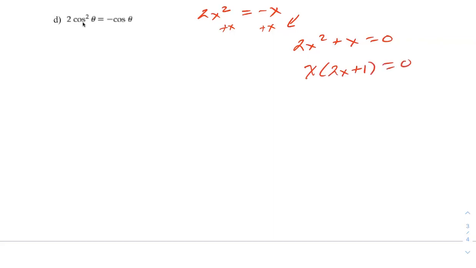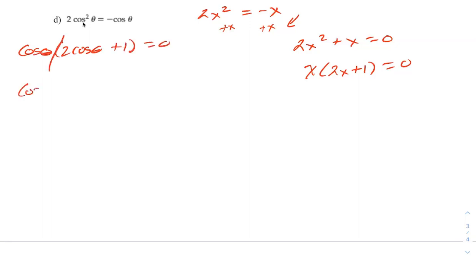Notice that's not equal to 0, so I have to do that first because it's squared. If you're not sure, I always think it's helpful to pretend it's x squared instead of sine or cosine. How would I solve this? Set equal to 0. Add x to both sides. So I get 2x squared plus x equals 0. Factor out the x. Now I can go back and plug my cosine in. So cosine of theta times 2 cosine theta plus 1 equals 0.